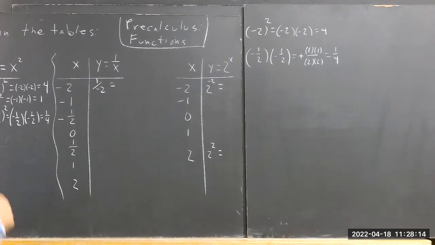Now, what about 0 squared? Well, nothing times nothing is nothing.